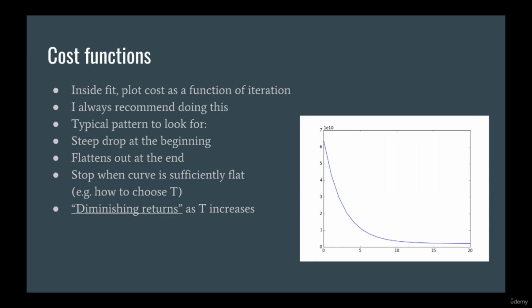So inside your fit function, you would plot the cost as a function of iteration. I always recommend doing this, no matter what algorithm you're looking at. In general, you always want the cost to converge. The pattern you typically see is that there is a steep drop at the beginning, and it slowly flattens out as the number of iterations increases. To choose the number of iterations, you want to stop when the curve is sufficiently flat. You might recognize this as a diminishing return scenario. The returns diminish because at the beginning, we reduce the cost by a lot in just a few iterations. At the end, we can do a lot of iterations, but we reduce the cost by almost nothing.